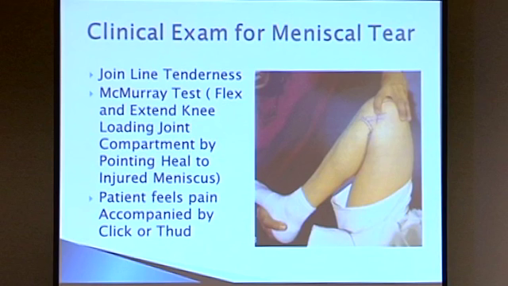Patients generally have joint line tenderness, so if they have a medial meniscus tear, they have tenderness along their joint line. And the classic test is the McMurray test. It is done with the patient lying down, and you flex and extend the knee and load the joint compartment pointing toward the injured meniscus. So if the medial meniscus is injured, then you point the heel toward the inner aspect of the knee as you flex and extend the knee. If the lateral meniscus is injured, then you point the heel toward the outer aspect of the knee. Patients will feel pain, and in the classic McMurray test the patient will have a click or thud as you flex and extend the knee.